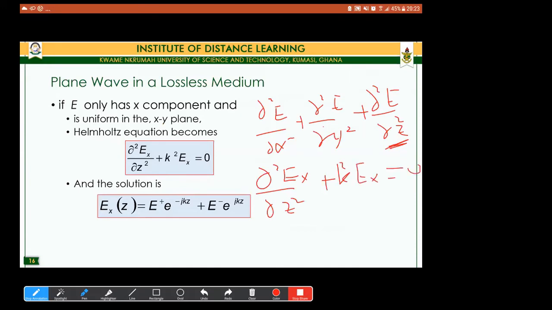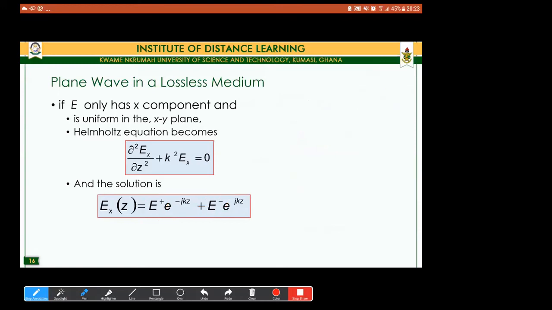Now you can see that this is a second order differential equation. And we know how to write the solution for a second order differential equation. You need a constant, and that constant we're using E plus. That's the first constant. And the second constant we're using what? E minus. And then of course e to the power what? jkz, where z is the direction of propagation. So we have e to the minus jkz and then e to the plus jkz. So that is the solution for this Helmholtz equation in x. So now what information can we get from this?